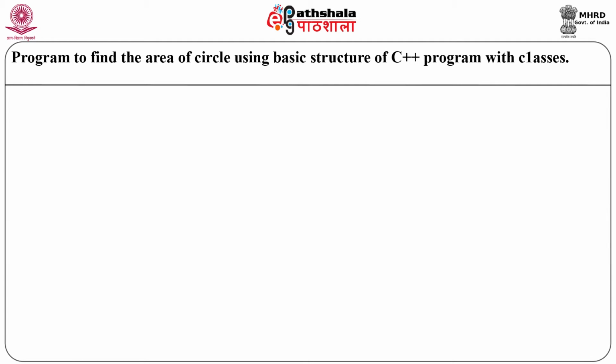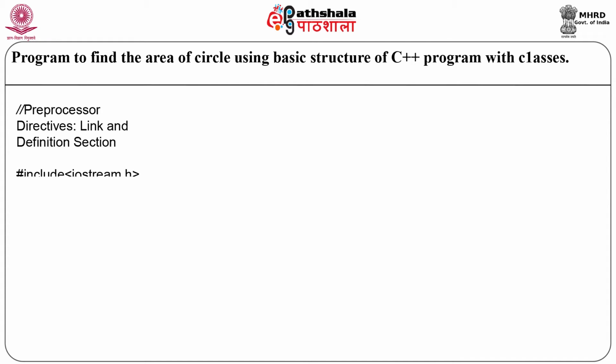Now let us see one more program to find the area of a circle using the basic structure of C++ program. Here we will have a comment: program to find the area of a circle using basic structure of C++ program. Then we will have the preprocessor directives, link and definition section, that is #include <iostream.h>, #include <conio.h>, and we are defining pi with the value 3.142. Now these two #include statements are called the link section and the #define statement is the definition section. Now I am declaring one more variable here, float r, which is a global declaration section.